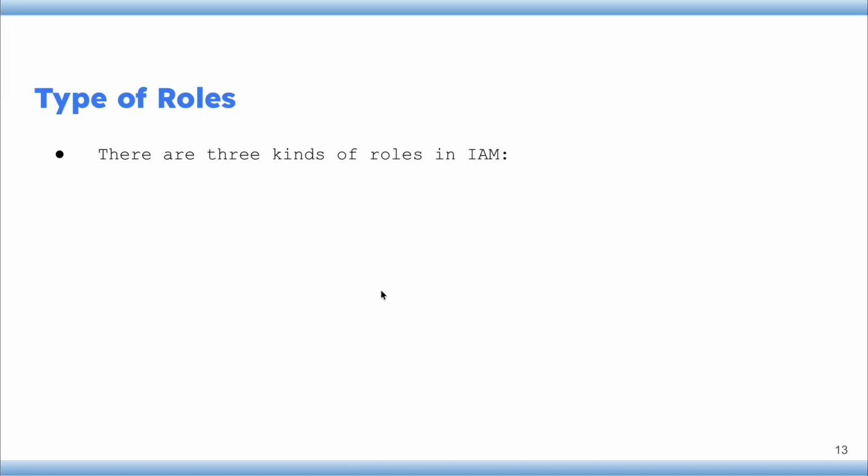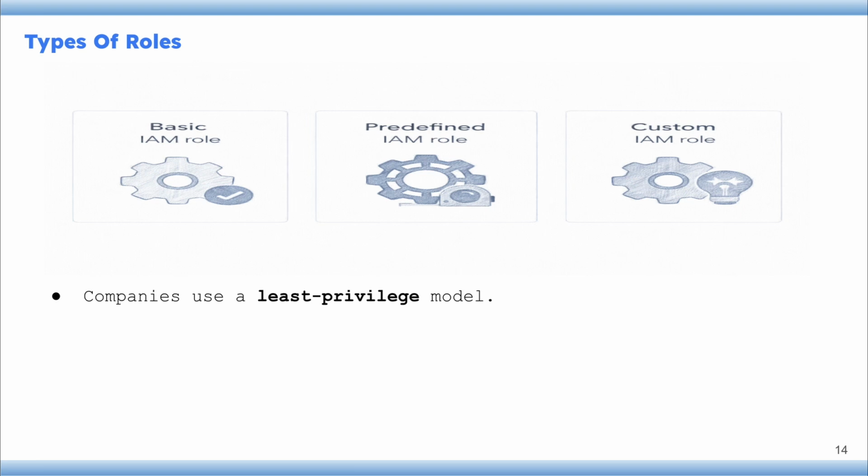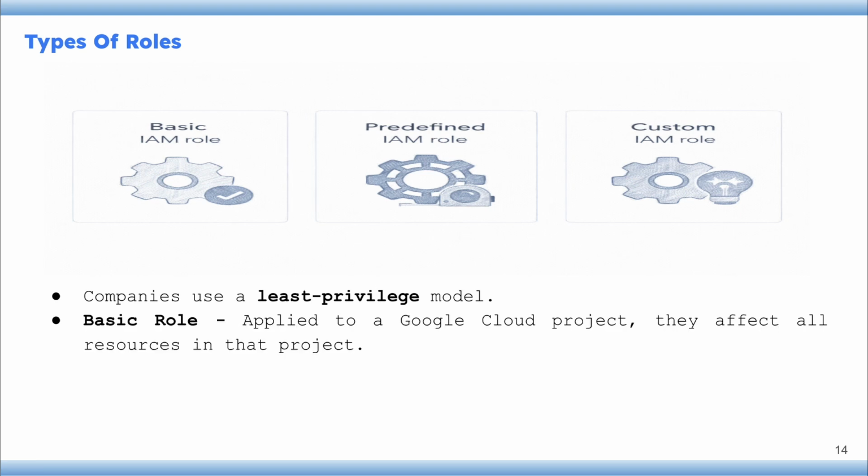Now we'll be discussing the three different types of roles available inside Google Cloud Platform. The first one is basic, the next one is predefined, and the third one is custom. First, we will understand what are the basic roles. Basic roles are broad roles that can apply across an entire project. They are easy to use, but they grant a lot of permissions.